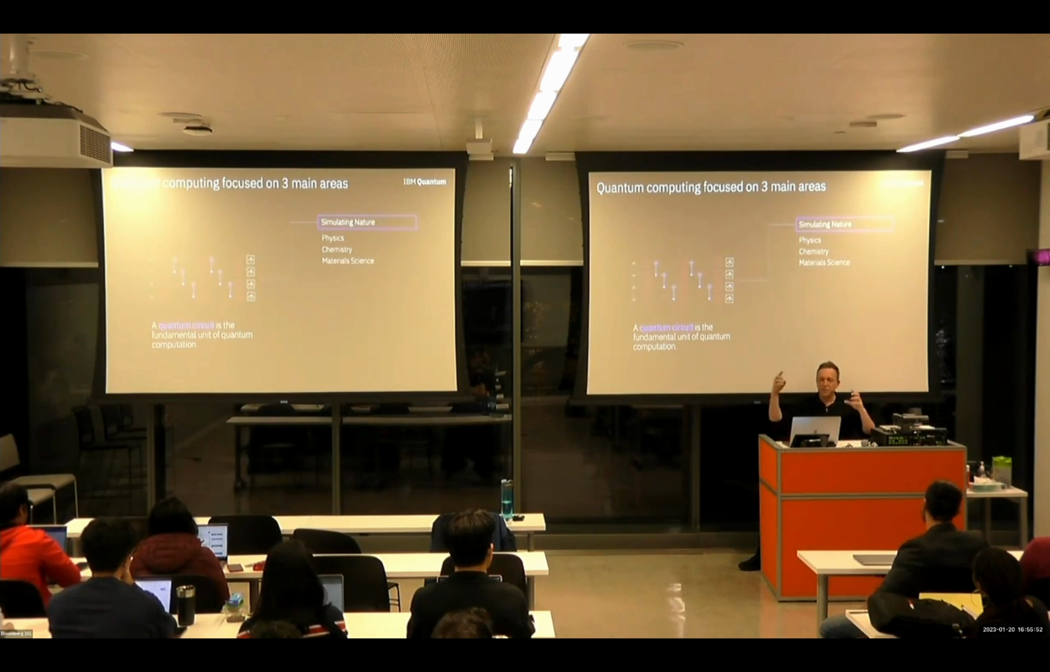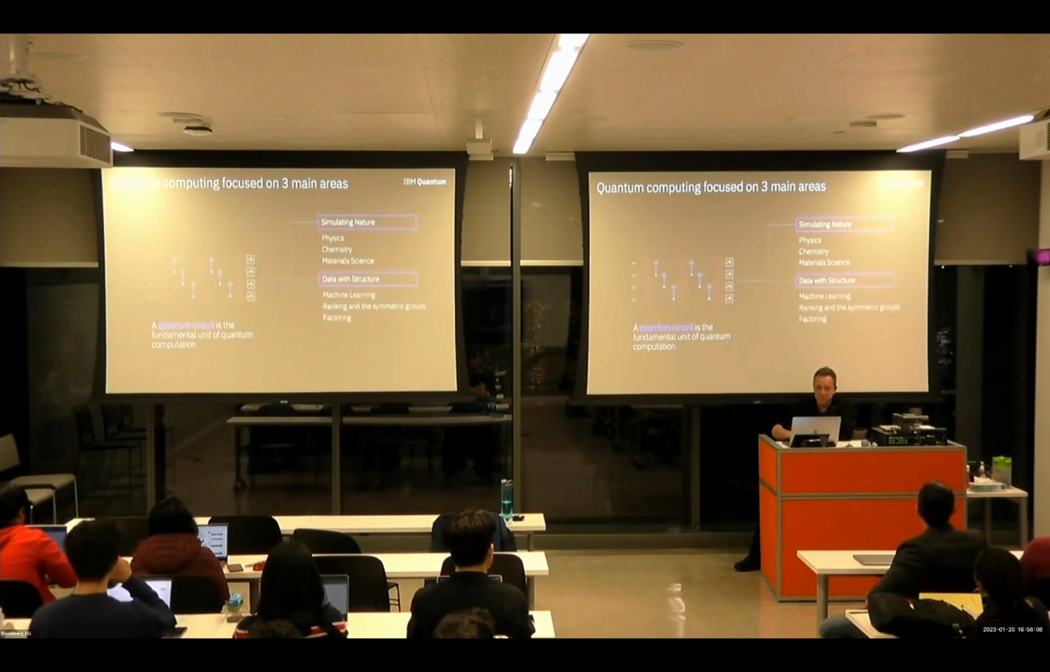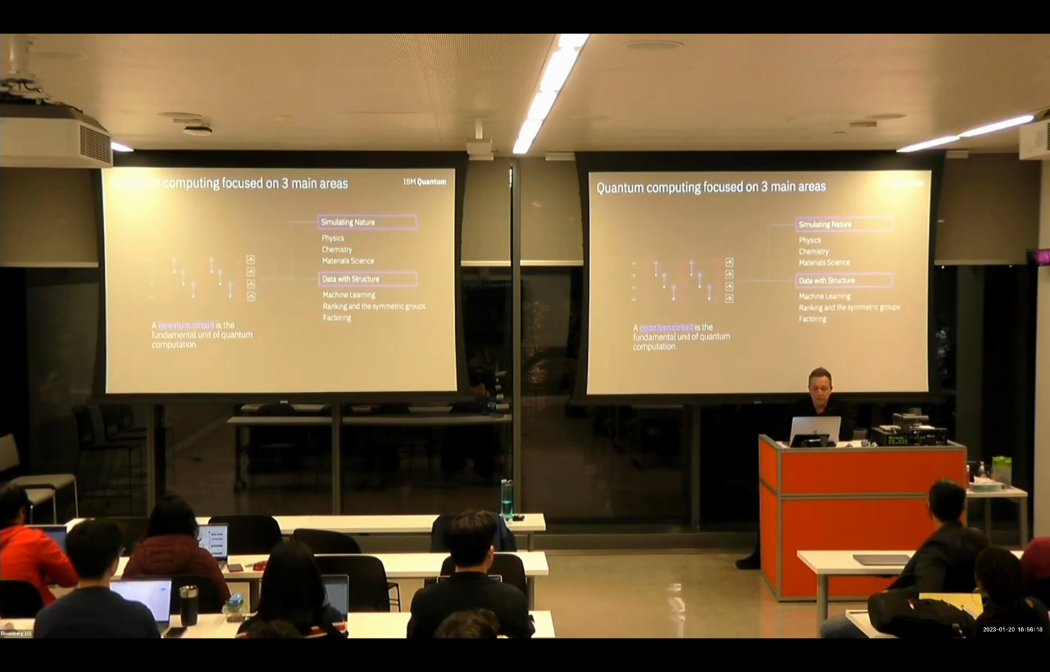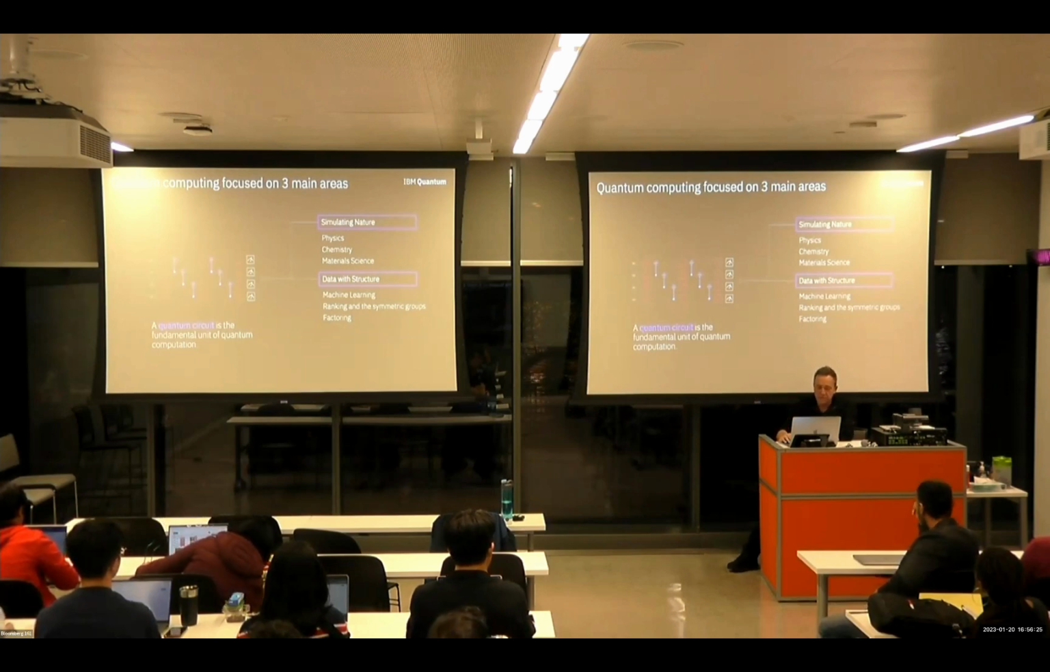Because of the electron shells in atoms of molecules, when they collide, they create more molecules, and these collide and create more molecules. You get this knock-on effect, and before you know it, you've got a problem that's too complicated for any computer to figure out. Quantum computers are very good at simulating nature. The second thing is data with structure. So I talked about Shor's algorithm and factoring. There's some great work that's been done recently about the acceleration of ML through quantum computing and ranking in symmetrical groups. These all sound very abstract, but we'll get on to how these actually apply commercially.